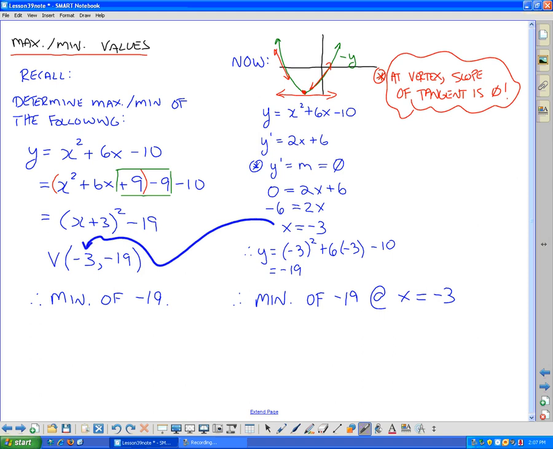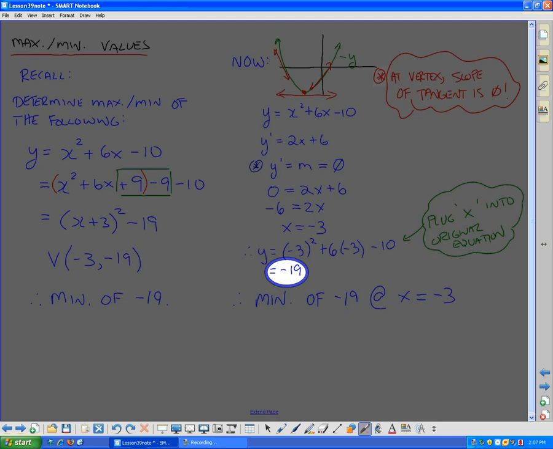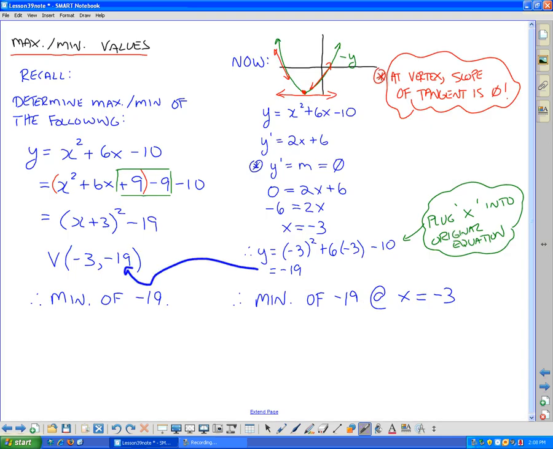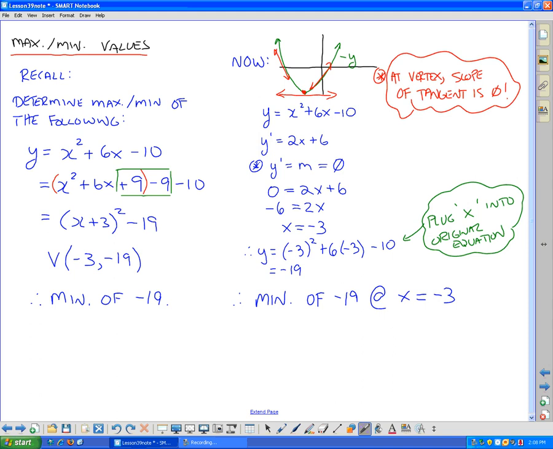I plug -3 into the original equation. So plug x into the original equation. And now I come out with my y-intercept, which is the same as what we had over there. So now we found the min or maximum using derivatives. So you don't have to complete the square anymore. We're simply just taking the derivative and setting it equal to 0.